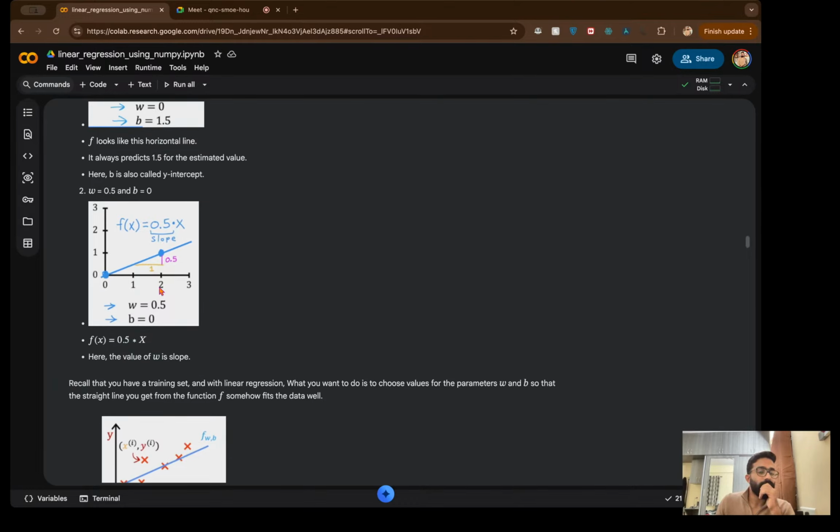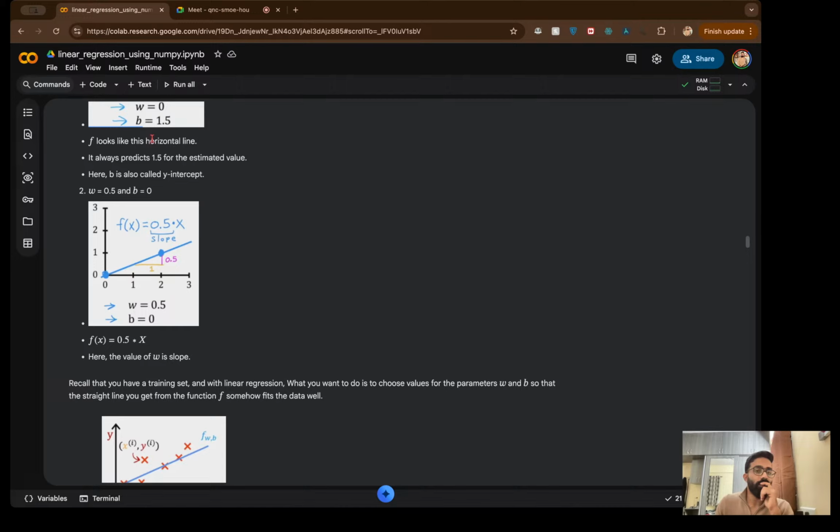Now what will happen? The line will look like this. Here, B is 0. B is the y intercept: where this linear line, this straight line, is crossing the y axis.